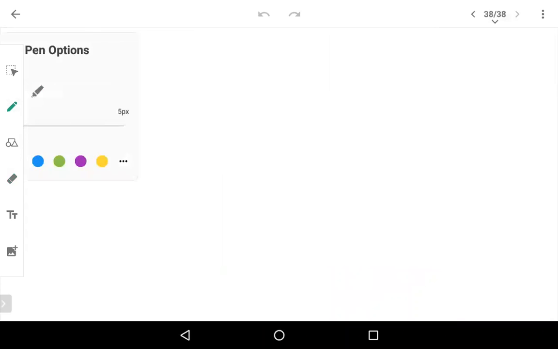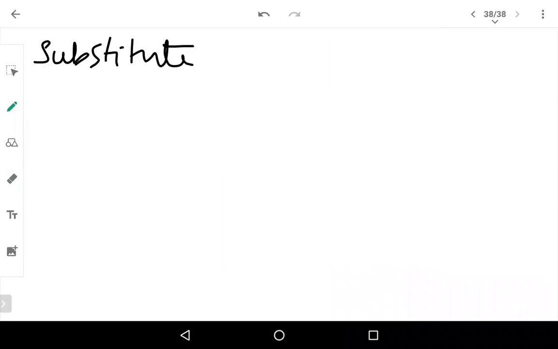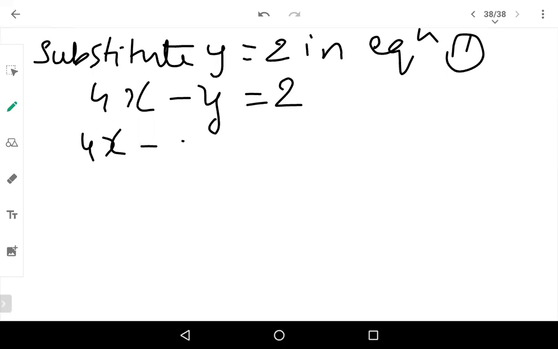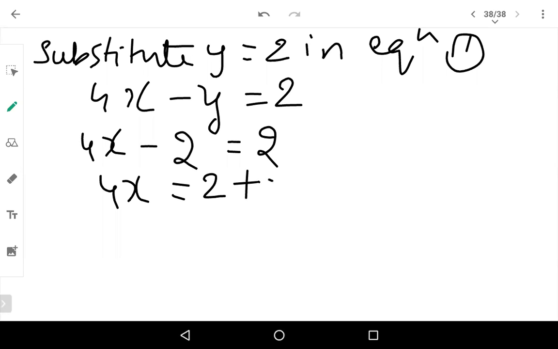Now you have to substitute y is equal to 2 in equation 1. We will take equation 1, it is easy for us to do. So what is equation 1? 4x minus y is equal to 2. So 4x minus 2 is equal to 2. If I take 2 to the other side, it will become 2 plus 2, because I am taking minus 2 to the other side. Correct? So 4x is equal to 4.